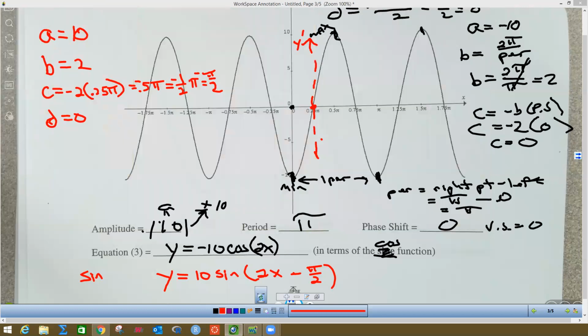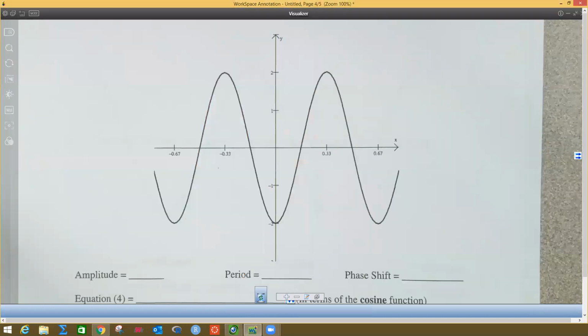And then you guys are going to start doing the other ones on your own, hopefully. And again, you may think this looks easy. This is not easy. I've been doing it for a long time.